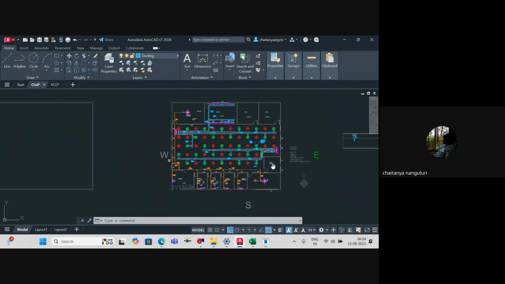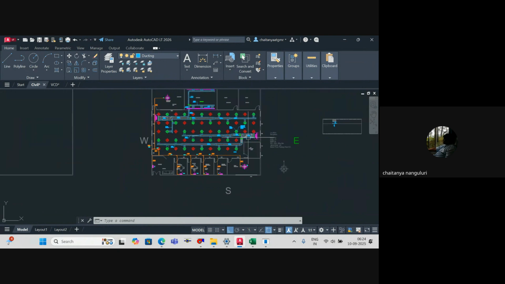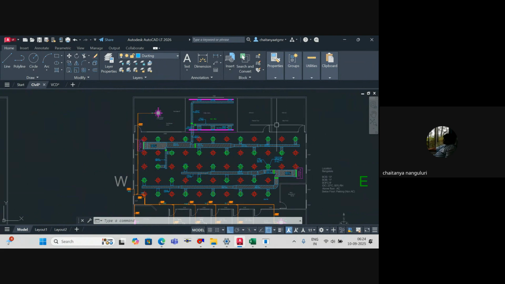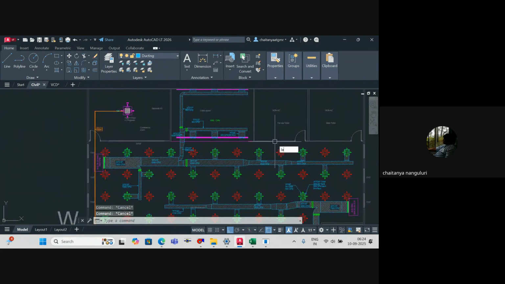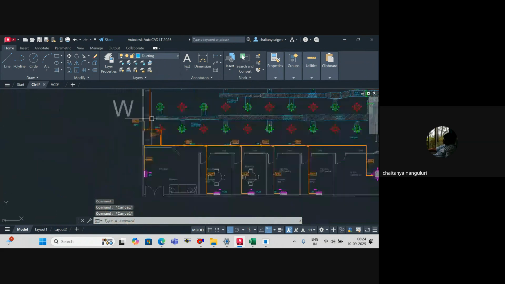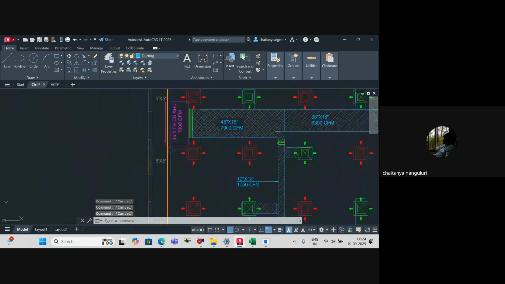Yes. For these units, it will be above the false ceiling, so I can use gravity and push it to the toilets. So first of all, this particular one, I'll move it like this, and then I'll do cycling.